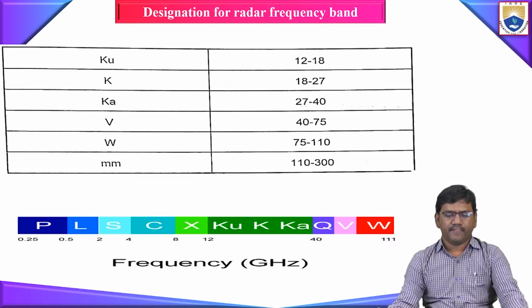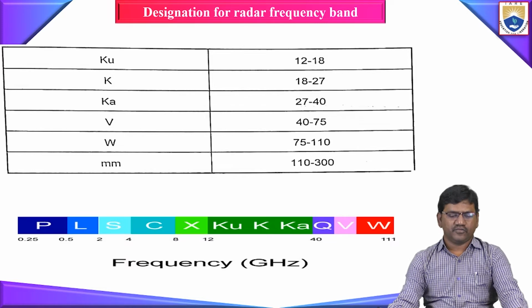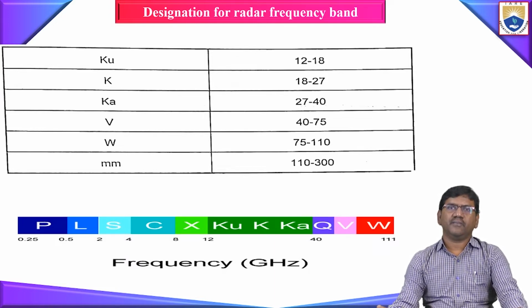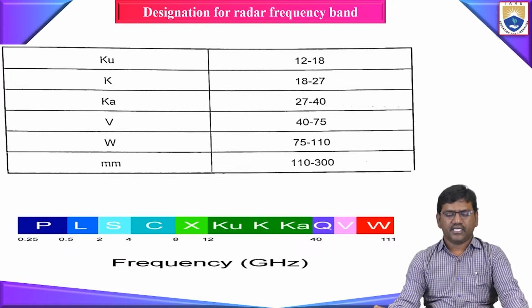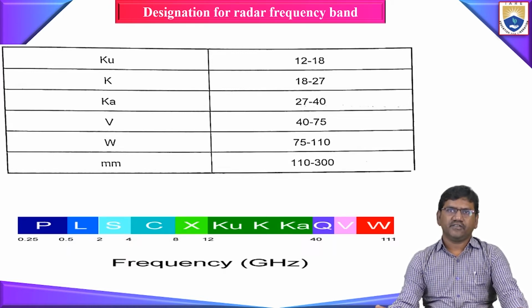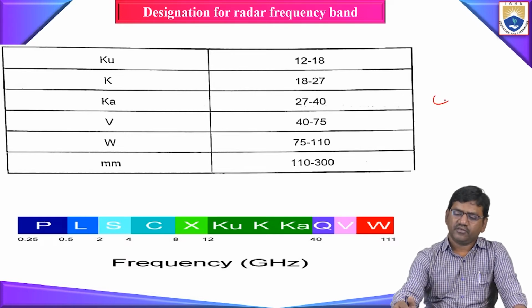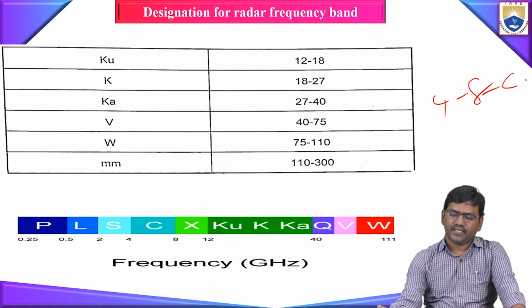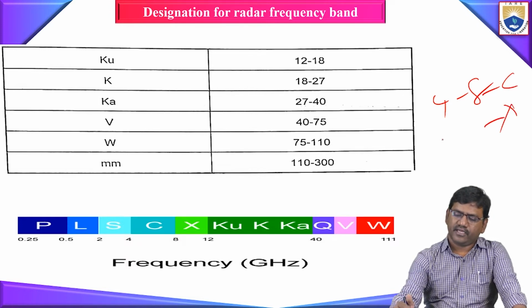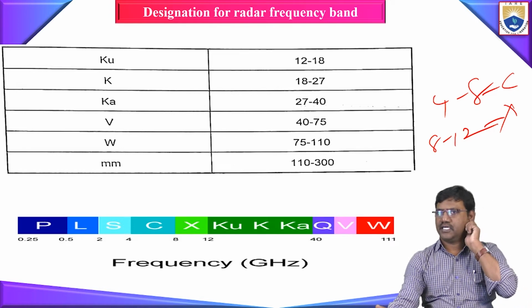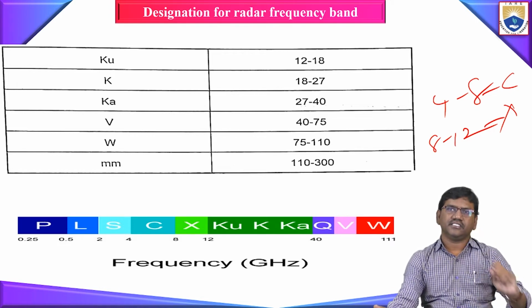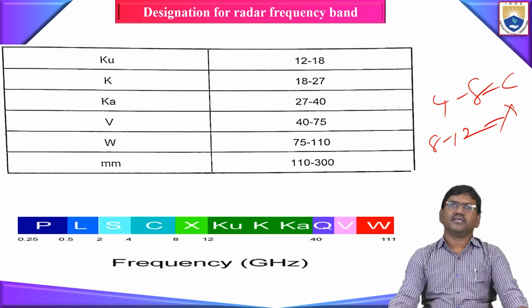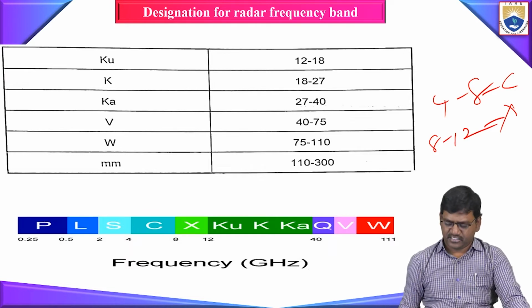Suppose, let us say, P band. The range of P band is from 0.25 to 0.5 gigahertz. The range of L band is from 0.5 to 2 gigahertz. The range of S band is from 2 to 4 gigahertz. The range of C band is from 4 to 8 gigahertz. The range of X band is from 8 to 12 gigahertz. Like this, there are different frequency ranges fixed by international technical standard organizations.